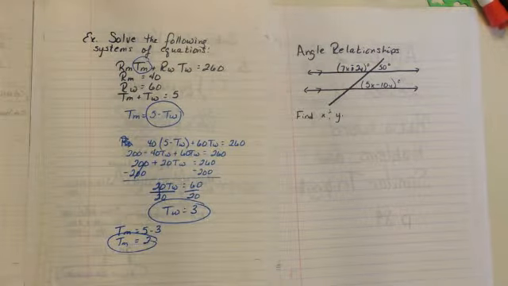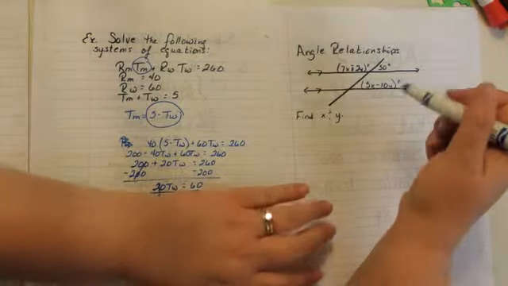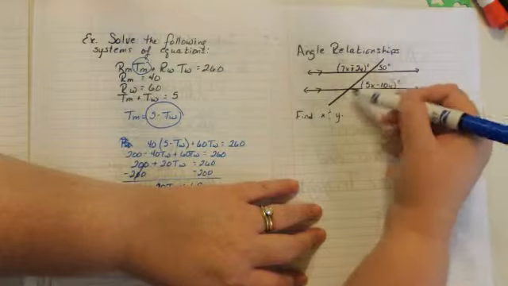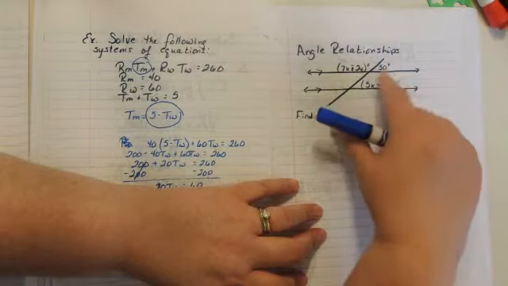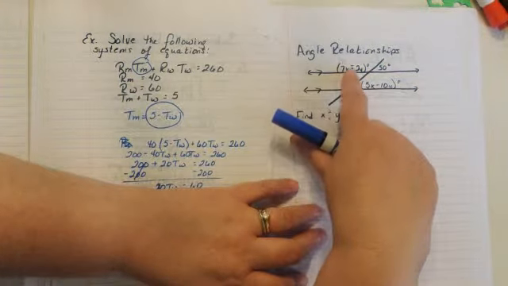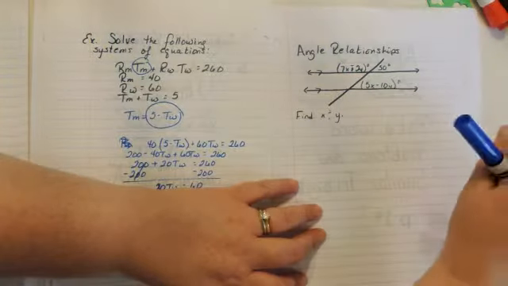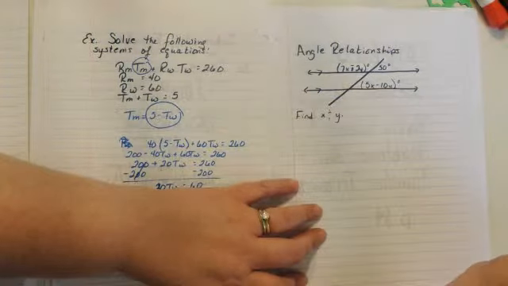Okay, angle relationships. They're making solving angles a little more complicated now by using two variables. We're going to solve them the same way though. So we have two parallel lines and a transversal. We need to find x and y. We see that the small angle here is 50 degrees and the large angle is 7x minus 2y degrees. And down here, this angle is 5x minus 10y.